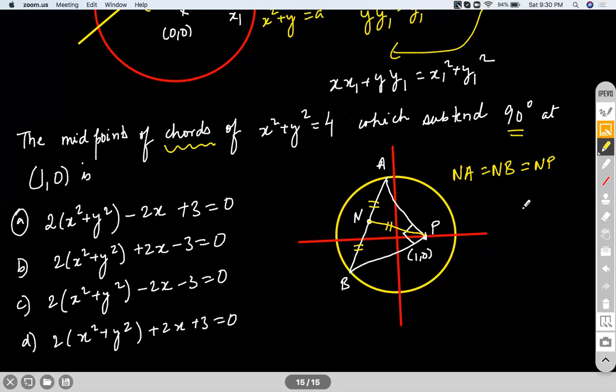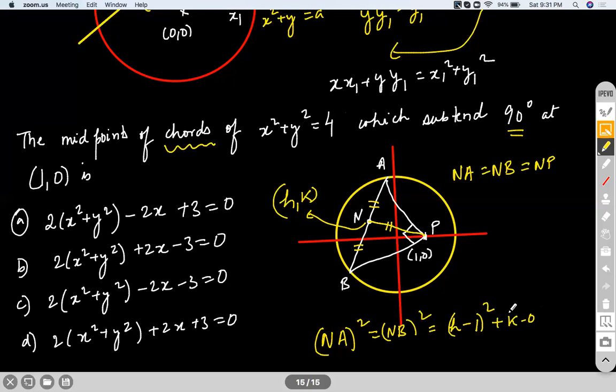I think this is something which Dheeraj sir also did with you. This length will be equal to this length will be equal to this length. No? I don't think he did. Okay. So NA square will be equal to NB square. Let me call this point H comma K. And this should be equal to H minus 1 the whole square, K minus 0 the whole square. Correct.